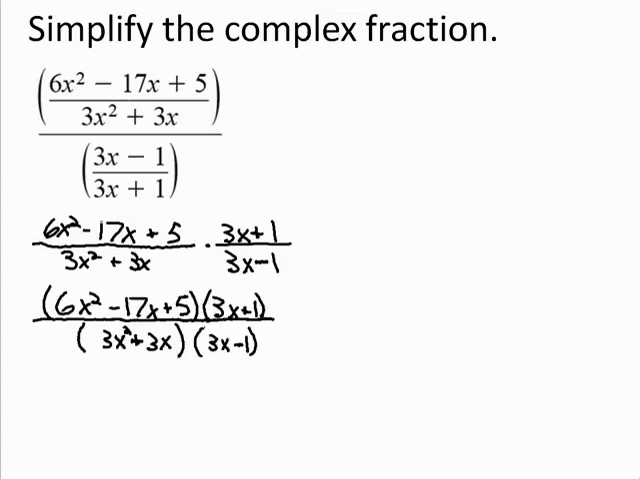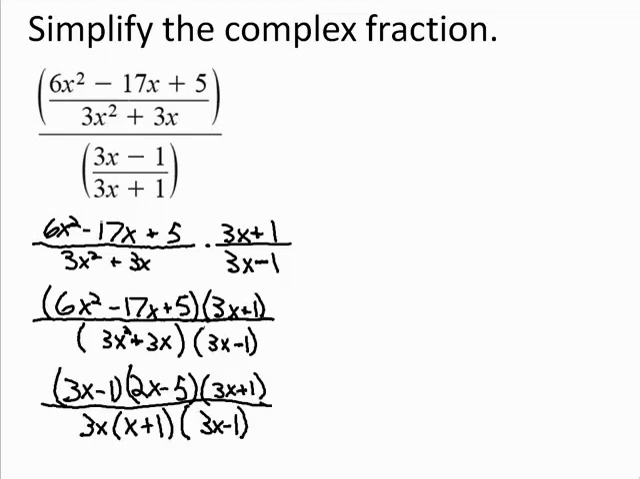The quantity 6x squared minus 17x plus 5 times the quantity 3x plus 1 divided by the quantity 3x squared plus 3x times the quantity 3x minus 1. Factor 6x squared minus 17x plus 5 into 3x minus 1 and 2x minus 5. And factor a 3x out of 3x squared plus 3x. The quantity 3x minus 1 times the quantity 2x minus 5 times the quantity 3x plus 1 divided by 3x times the quantity x plus 1 times the quantity 3x minus 1.